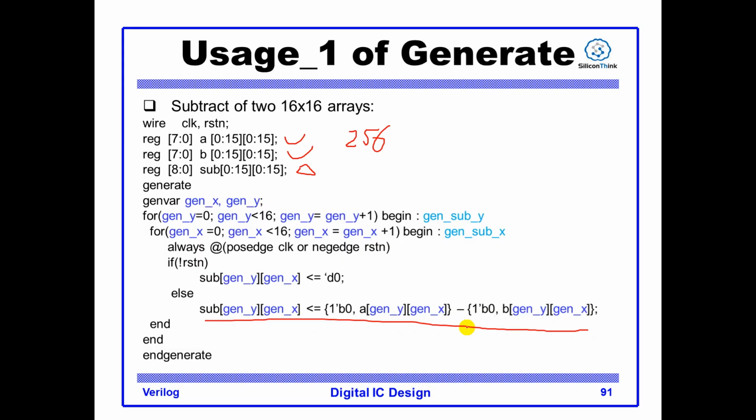You have to write something like this line 256 times. But with generate, and as this is a two-dimensional array, we define two generate variables and use for loops. Then in the body, we define the function here.